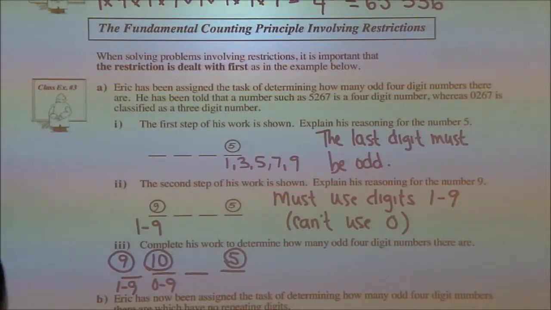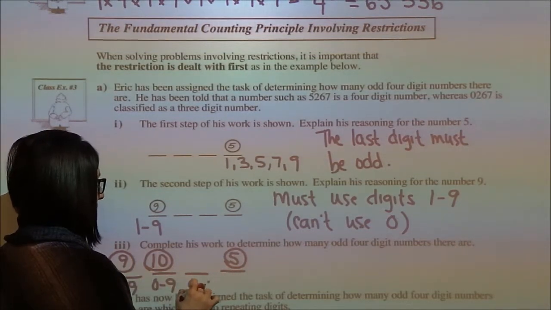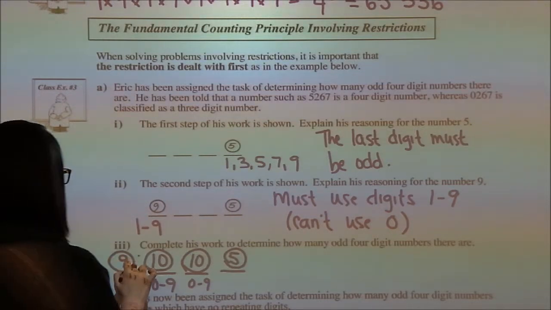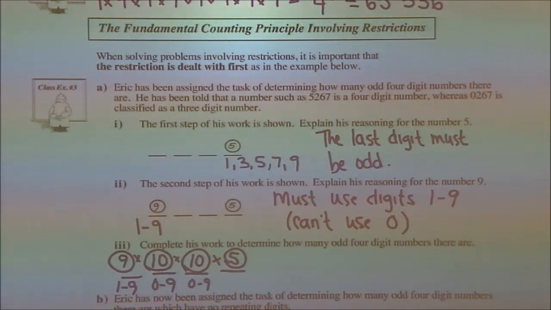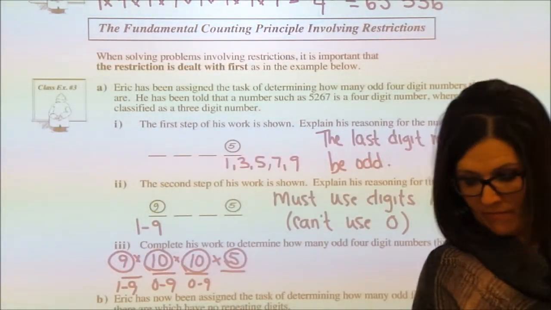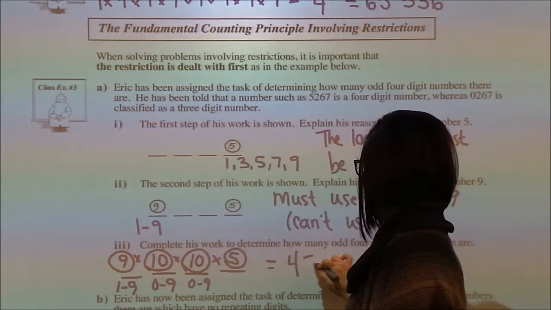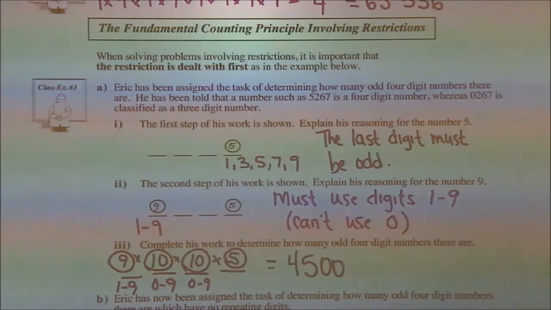And what about the third spot? 0 to 9 again. So how many choices? 10 again. So I would be multiplying these together. And what is the product of 9 times 10 times 10 times 5? 4,000. So that's the number of odd 4-digit numbers that you could come up with.